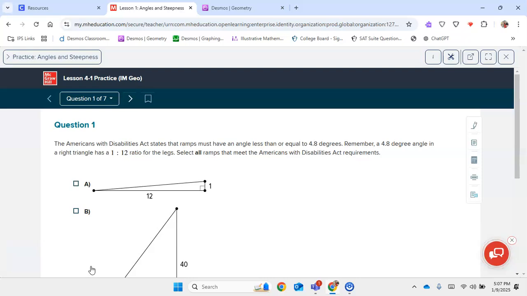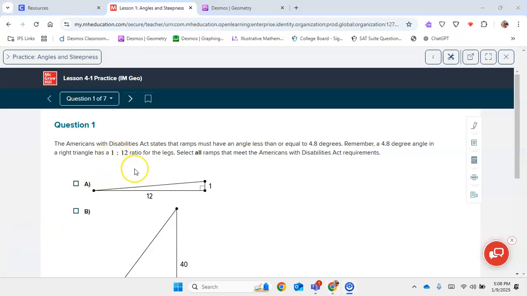Question 1. The Americans with Disabilities Act states that ramps must have an angle less than or equal to 4.8 degrees. Remember, a 4.8 degree angle in a right triangle has a 1:12 ratio for the legs. Select all the ramps that meet the Americans with Disabilities Act requirements.